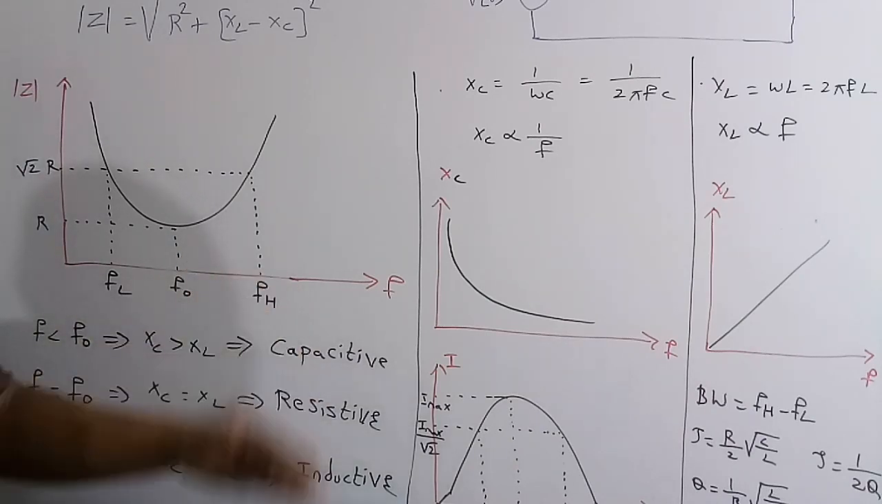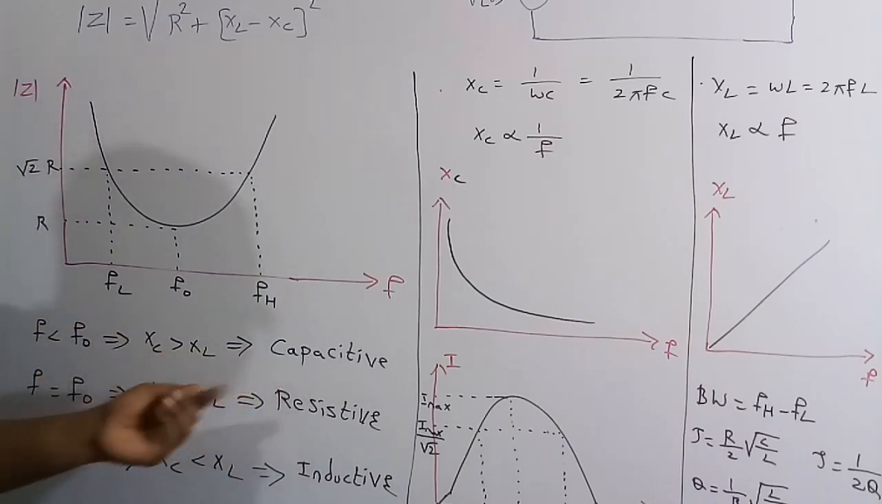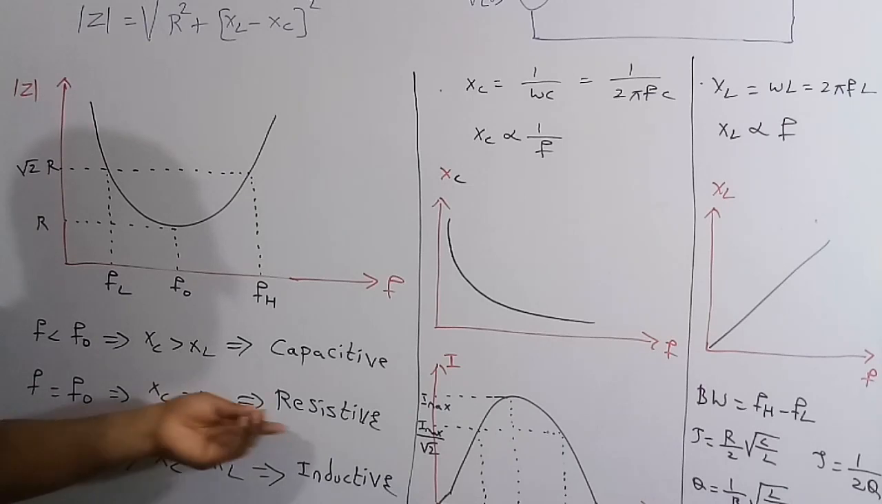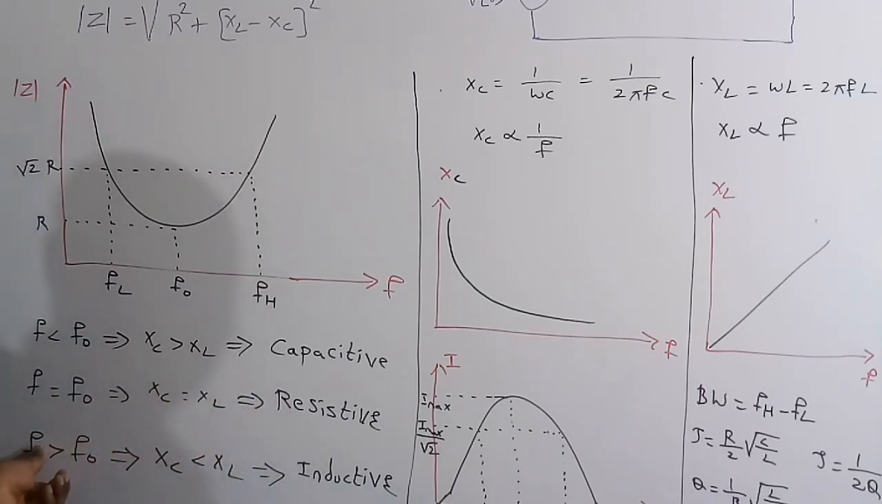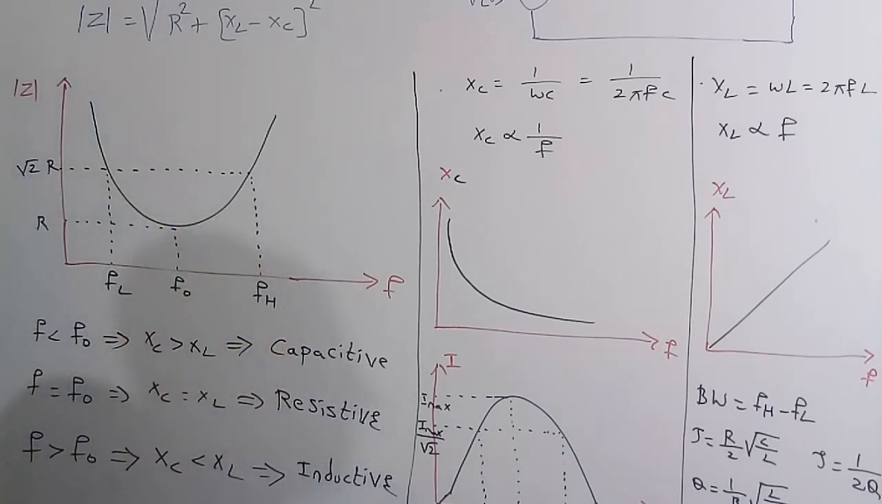But this will be opposite for a parallel RLC circuit. For a parallel RLC circuit, for a frequency less than f0, it will be inductive in nature, for a frequency equal to f0 we are going to get a resistive nature, and for a frequency greater than f0, the circuit will be capacitive in nature.